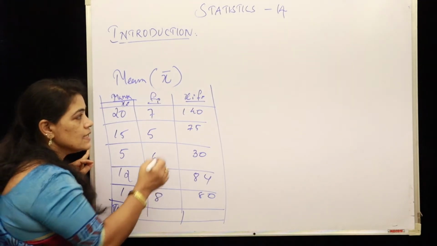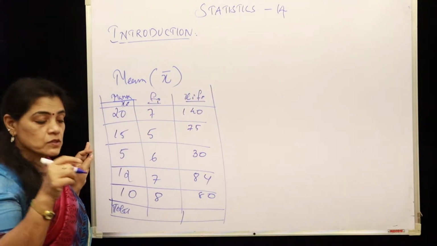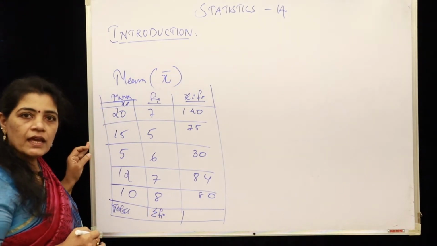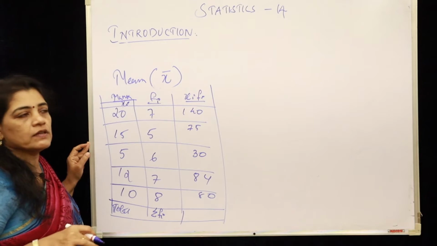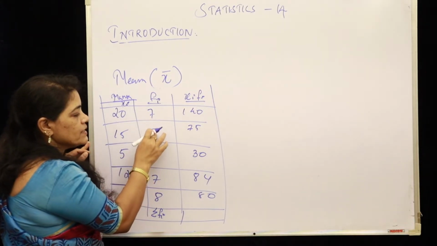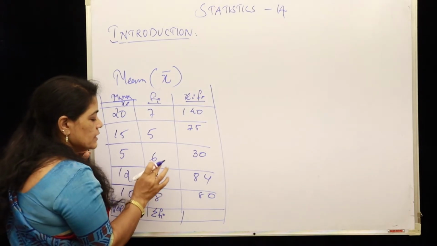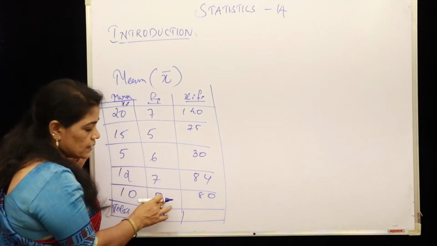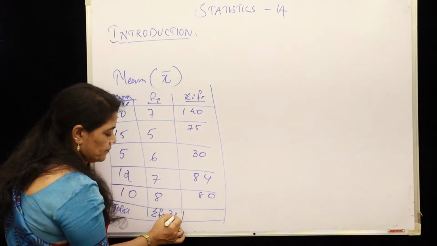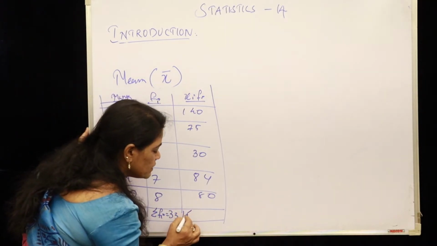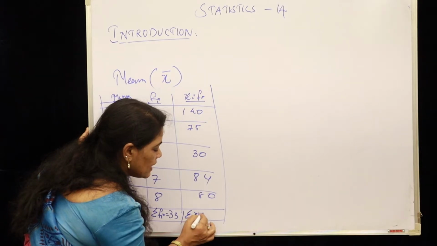Okay, that is again summation comes. So sigma fi is nothing but the sum of the frequencies, that is 7 plus 5, 12, and 6, 18, then 25 plus 8, that is 33. Okay, and here also you have to find out sigma xi fi.